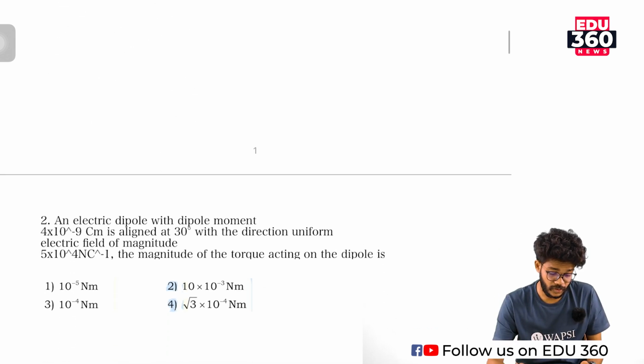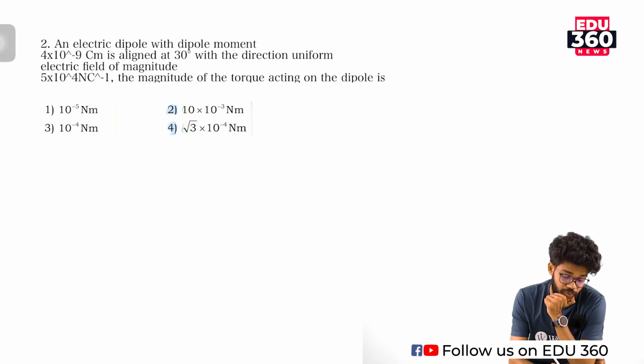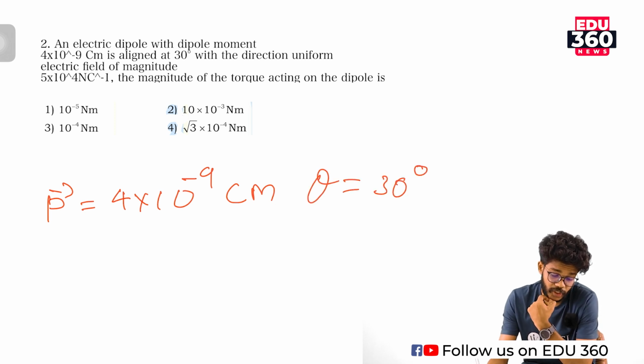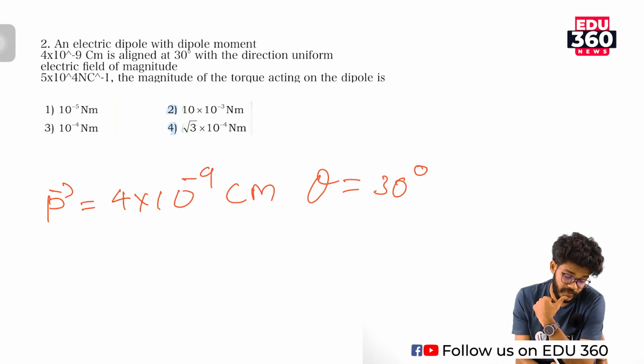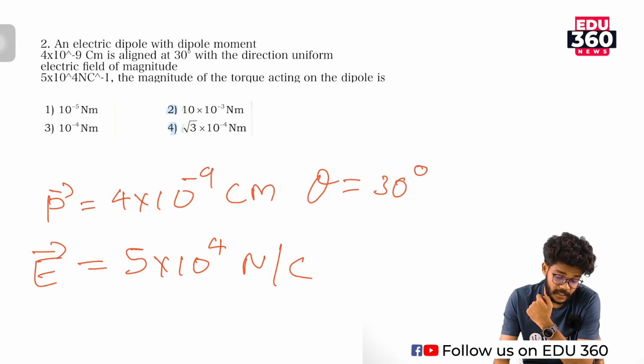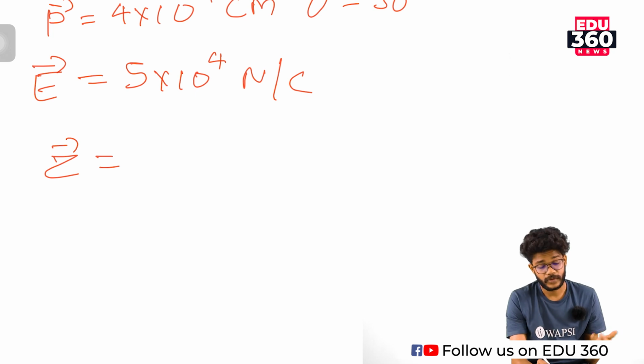The second question. An electric dipole with a dipole moment P given as 4 into 10 raised to minus 9 coulomb meter is aligned at 30 degrees, so theta is 30 degrees, with the direction of a uniform electric field of magnitude 5 into 10 raised to 4 newton per coulomb. The magnitude of torque acting on the dipole. So we want to calculate the torque. What is the equation for torque? P cross E.